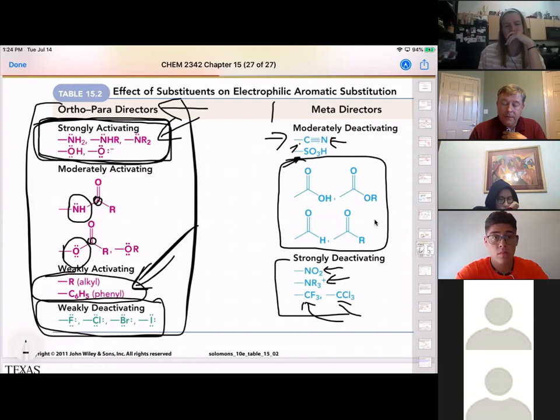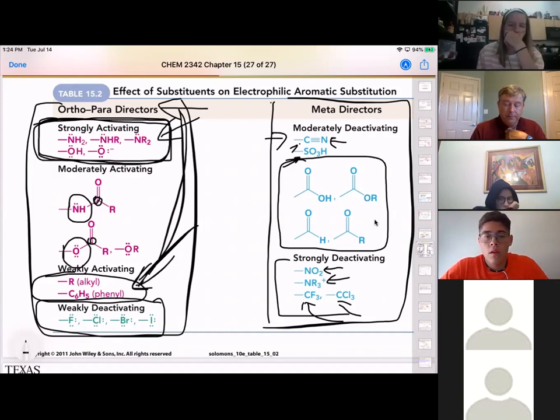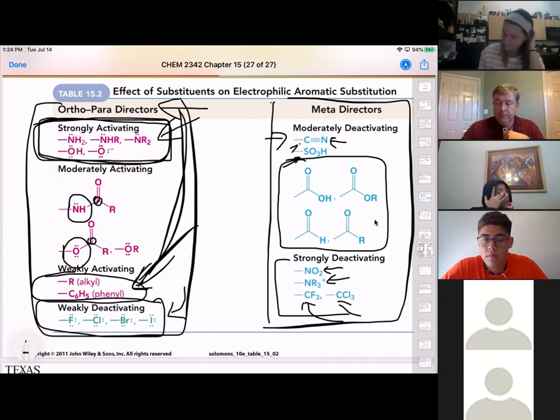Notice all deactivators are meta directors, and all activators are ortho-para. This is weakly deactivating. However, it's ortho-para because of resonance effects. All right, questions on that, okay?